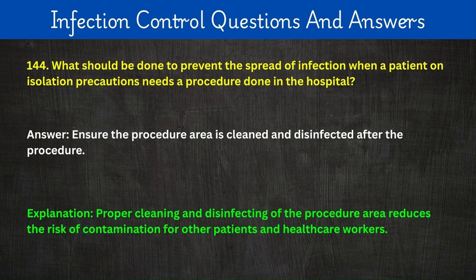144. What should be done to prevent the spread of infection when a patient on isolation precautions needs a procedure done in the hospital? Answer: ensure the procedure area is cleaned and disinfected after the procedure. Explanation: proper cleaning and disinfecting of the procedure area reduces the risk of contamination for other patients and healthcare workers.